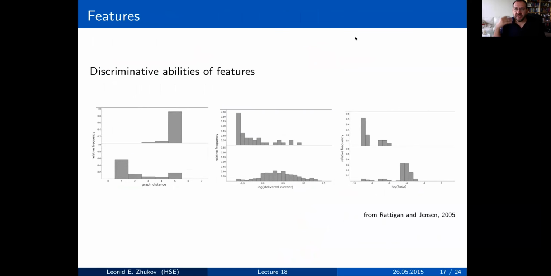Now, for a classifier to work, the features have to be discriminative. Which means the values of the features should be different for positive and negative examples. If they're not, that's not a feature, right? So some feature should be large for positive examples and small for negative examples, or the other way around. It cannot be the same.